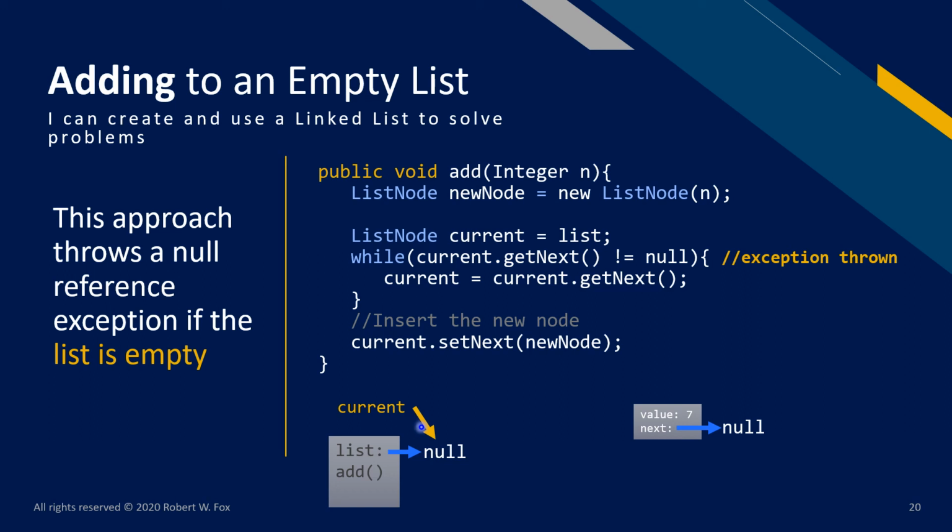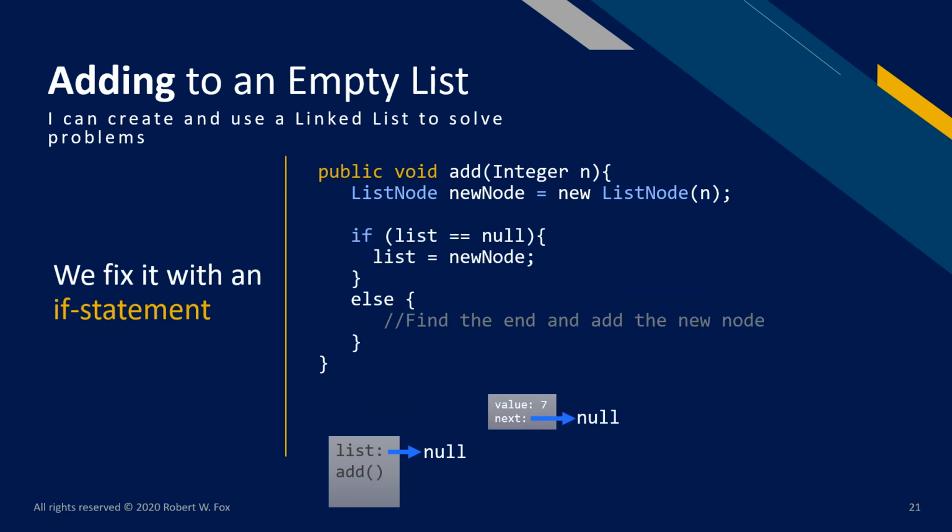Now, when we go to current, is there a get next method here to call? Well, no, there's not, because that getNext method only exists if there's an object and we don't have one. And so what happens is this throws a null pointer exception right away, or a null reference exception, and it crashes our program. This code is good, it's trying to work down the list to get to the end point and then insert, but in the case of an empty list, it throws an exception. So we're going to have to deal with this.